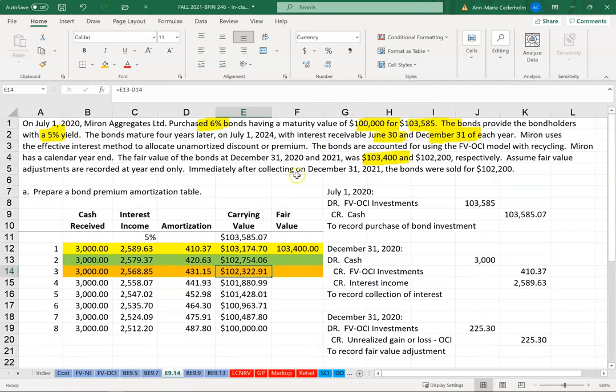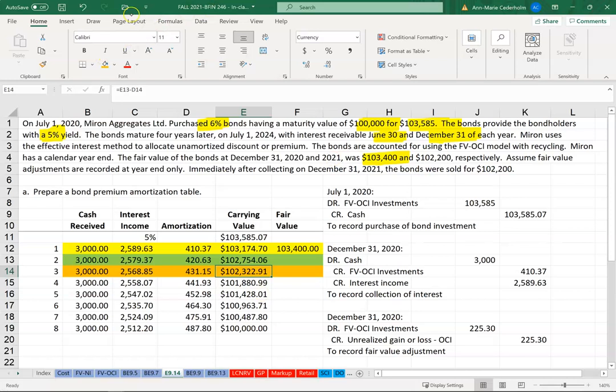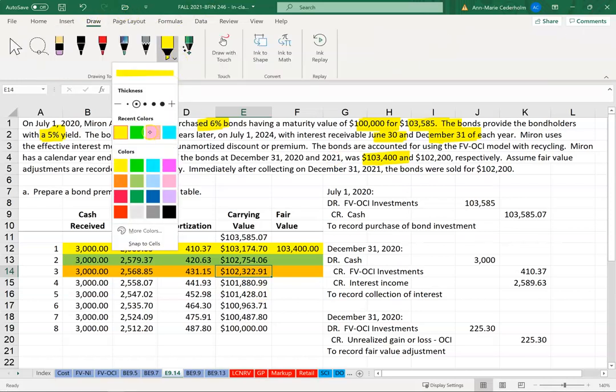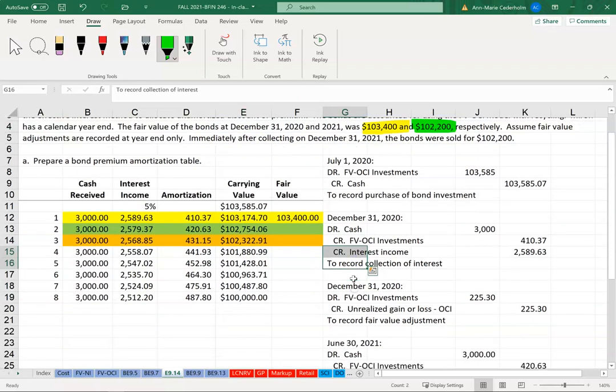So now it says that assume fair value adjustments are recorded at year end only. And so my next fair value adjustment at 2021 is this amount here, $102,200. So I'll have to go ahead and record that fair value adjustment. And then what I'll do is after I record that fair value adjustment, I'll record the sale.